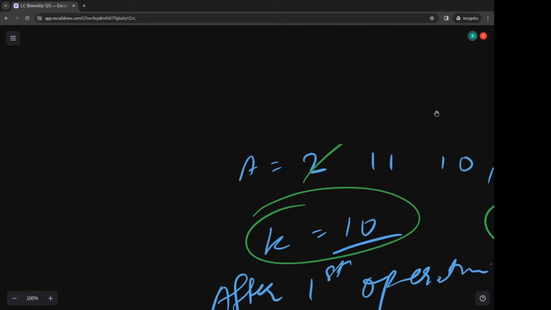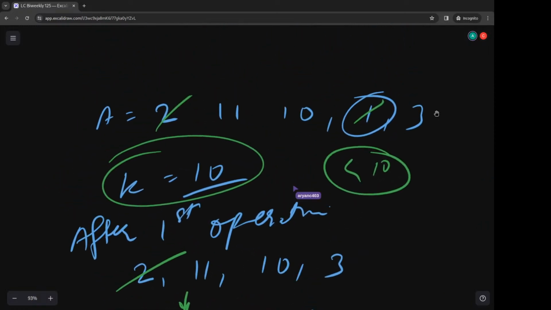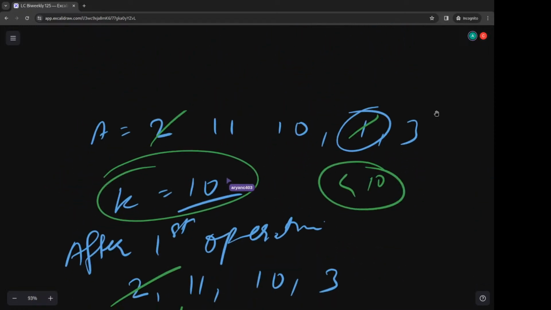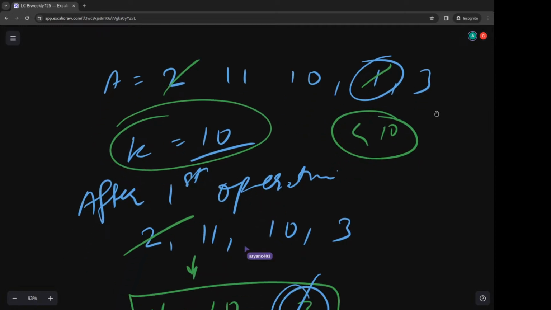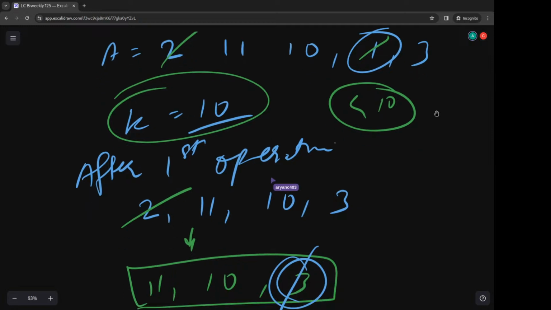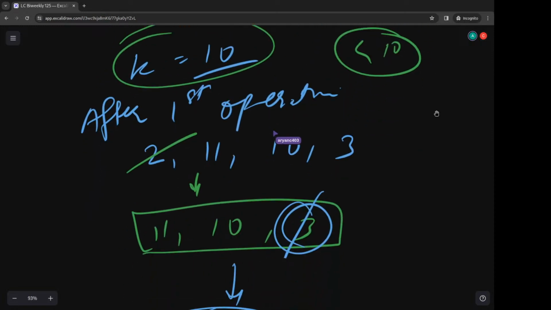So what we have been given is that in one operation we can remove the smallest element from the array. For example, in the first sample we have elements 2, 11, 10, 1 and 3. After the first operation the smallest element is 1, and it will be removed. The remaining array would be 2, 11, 10 and 3, and there are elements which are less than 10 in this array. So we will have to do an operation again. This time the smallest element is 2, and we will delete it.